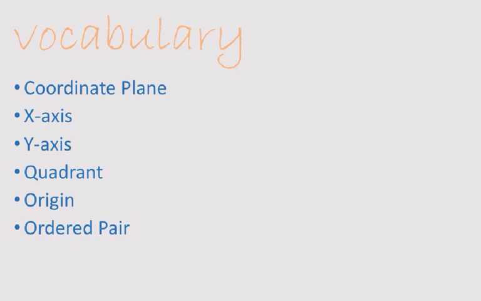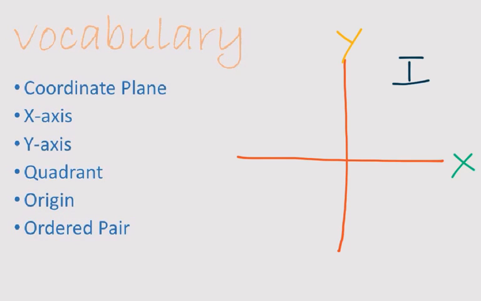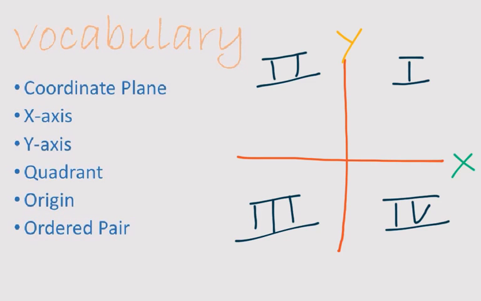So just real quick, the coordinate plane is made up of the x-axis and the y-axis. This is our x-axis, and this is the y-axis. That creates, again, the coordinate plane, which is made up of four quadrants. This is quadrant 1, quadrant 2, quadrant 3, and quadrant 4. And we have ordered pairs all throughout the coordinate plane.